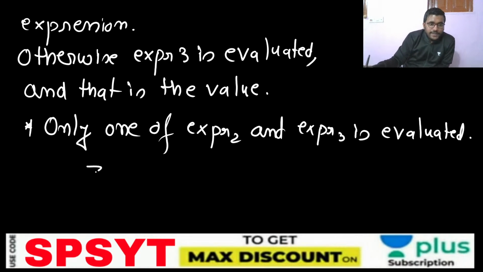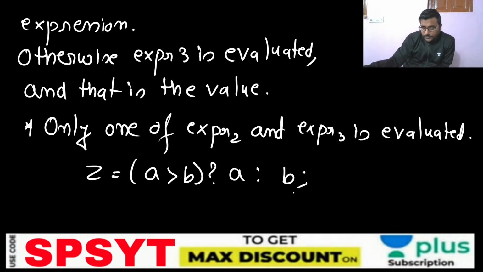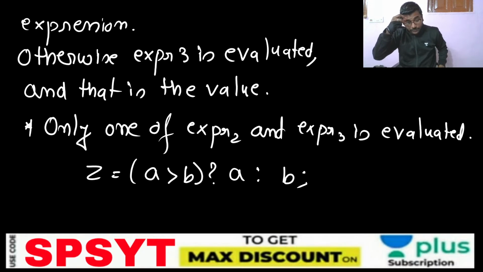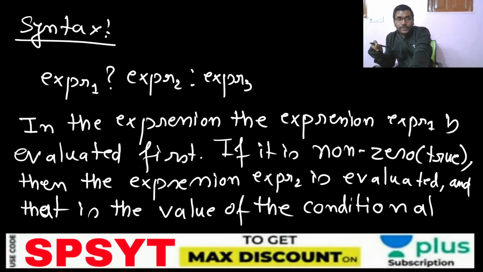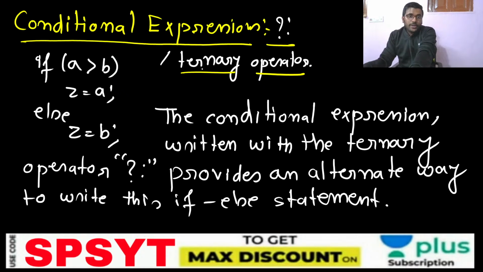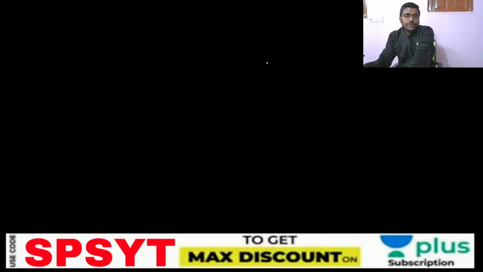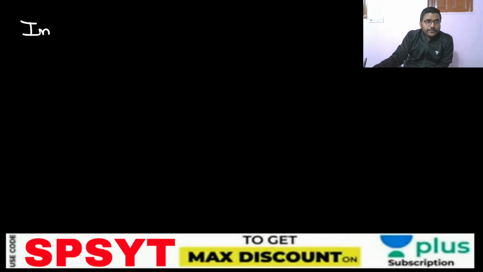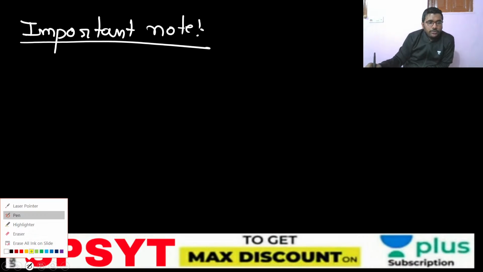Thus you can write Z is equal to, checking whether A is greater than B, then A. You must know that the conditional expression is an expression. It is a ternary operator, and it is an expression, so it can be used wherever any other expression is used. Just write this important note. Don't get confused.